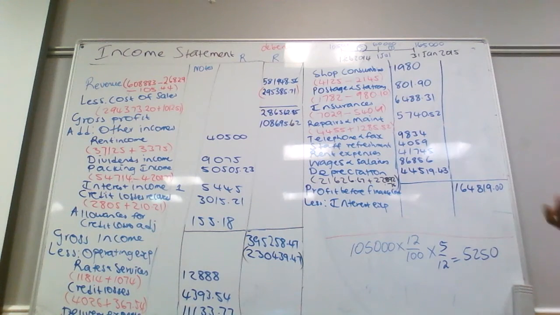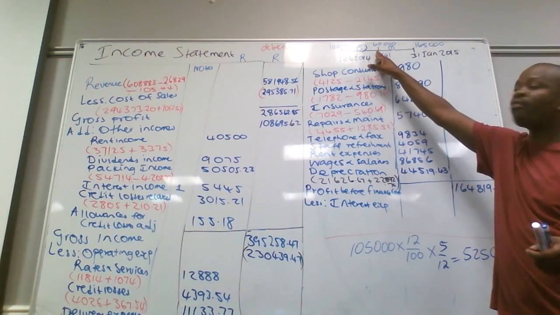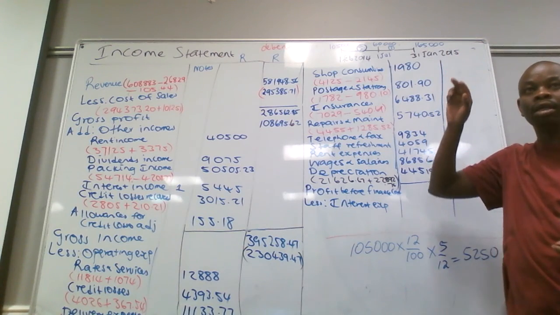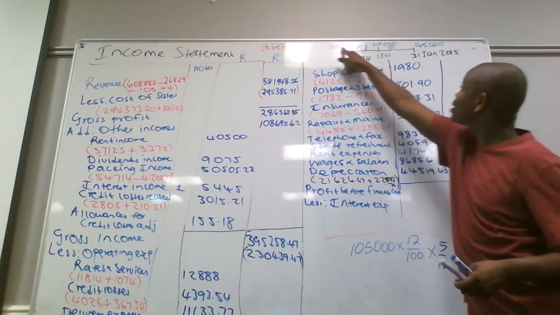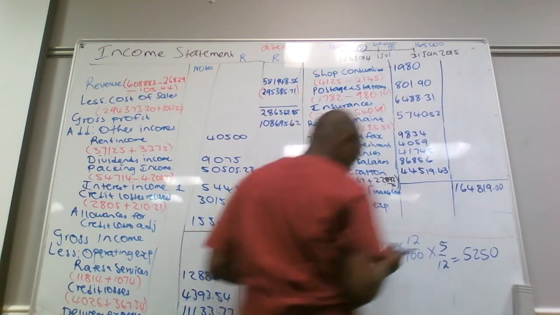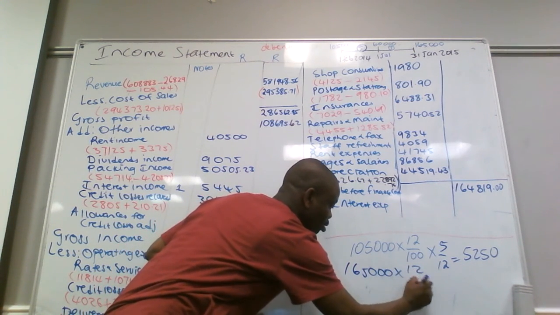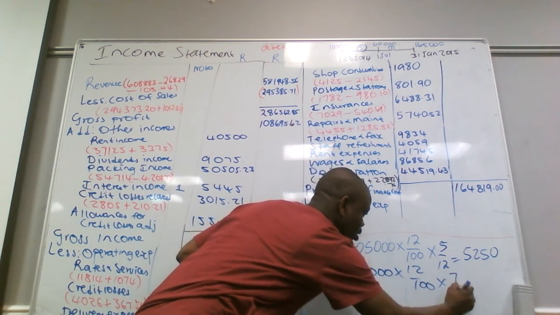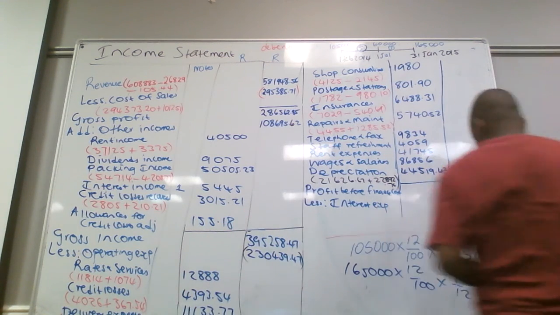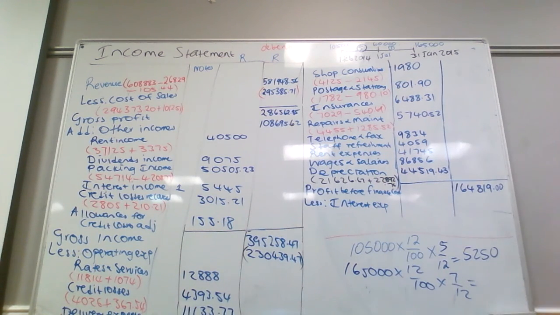Does that make sense? Because at the end it must give me 12. But how much was it on the 1st of July? It was 105 plus 60, that is 165. How many months? 7. Please be careful with this kind of calculation. They don't forget it. I don't know why.